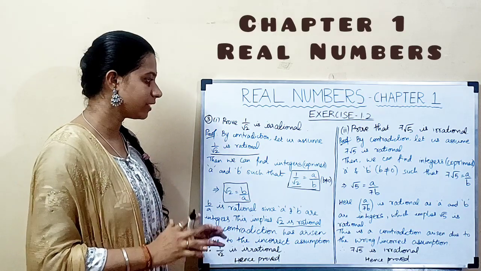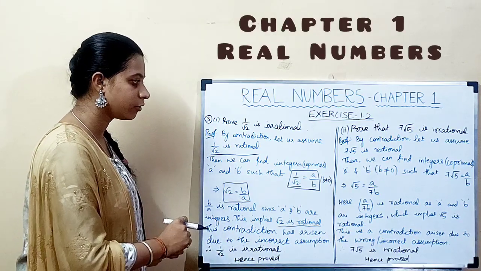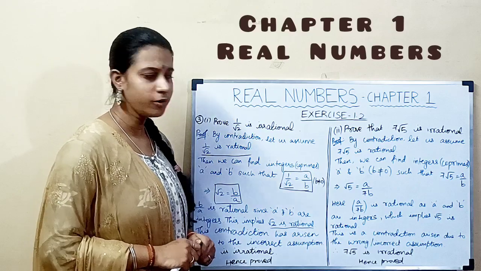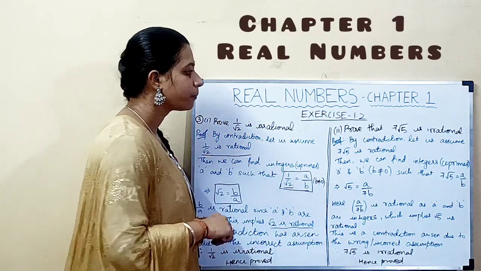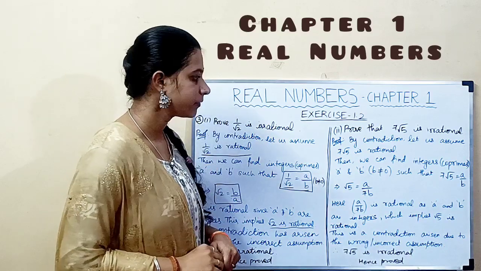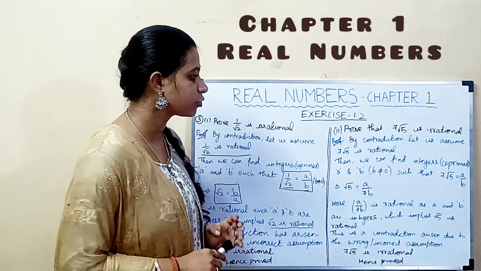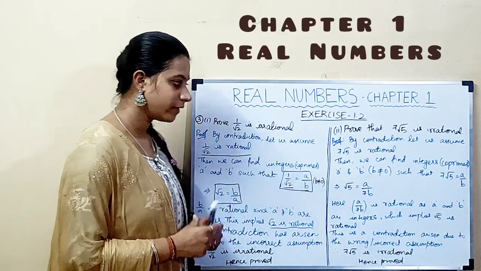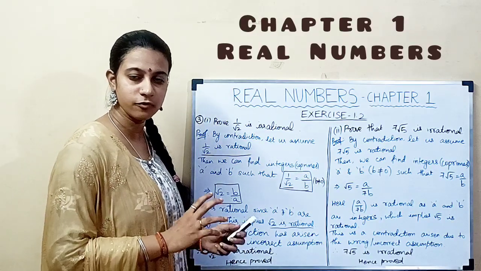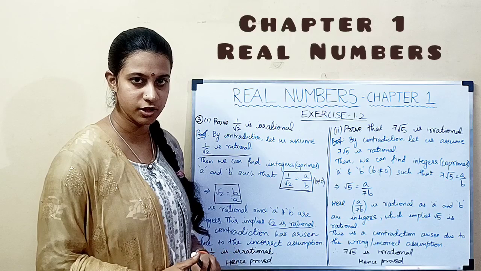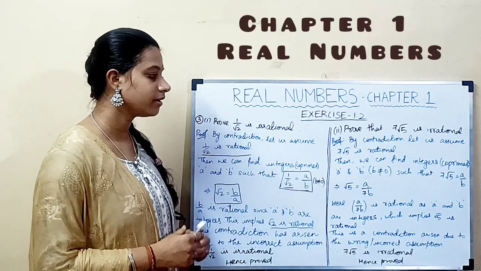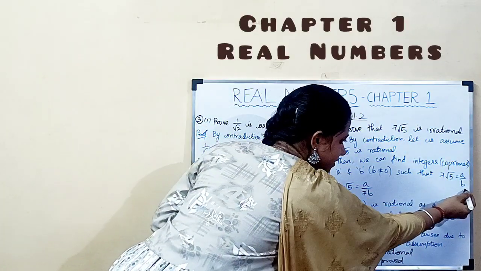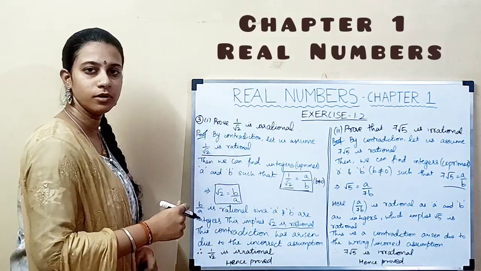So we have proved the actual required condition that 1 by root 2 is irrational, and we say hence proved. Now coming to the second subdivision, it is asked to prove that 7 root 5 is irrational. Here also we are using the method of contradiction, so we assume that 7 root 5 is rational. When we take some number as rational, we can find two integers a and b, where b is not equal to 0, such that a and b are co-primes. Then we can represent 7 root 5 as 7 root 5 is equal to a by b.